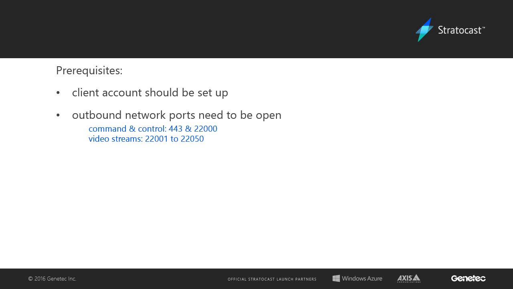On the client's network, there are certain outbound ports we need to have open for camera communication. We need to have ports 443 and 22000 open for command and control, as well as ports 22001 to 22050 for video streams.